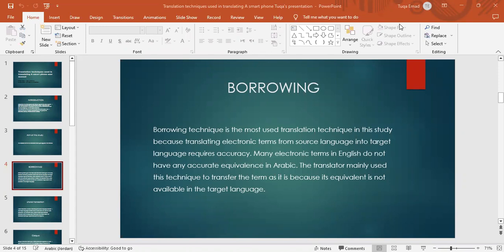The first one is the borrowing technique, which is the most used translation technique in this study, because translating electronic terms from source language into target language requires accuracy. Many electronic terms in English do not have any accurate equivalence in Arabic. The translator mainly used this technique to transfer the term as it is, because its equivalent is not available in the target language. Borrowing is used to incorporate new elements into the speaker's native language, which causes a transfer and copying process of foreign words.